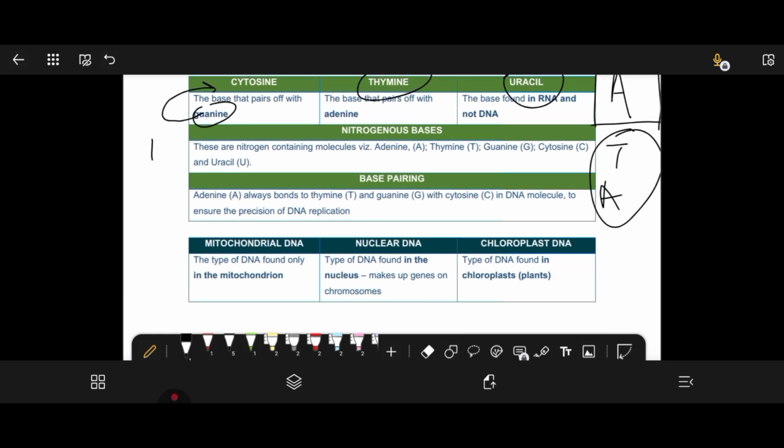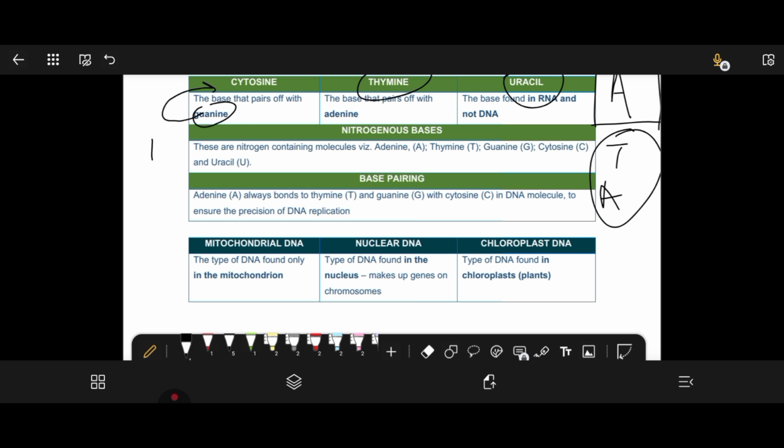They are called nitrogenous bases, by the way. So base pairing: adenine always bonds with T, which is thymine, apples, cheese; guanine with cytosine, car, garage, in the DNA molecule. And then we have now the locations of DNA.